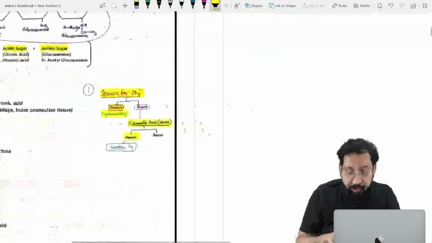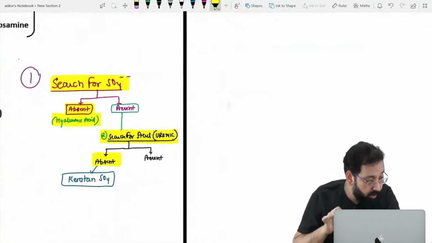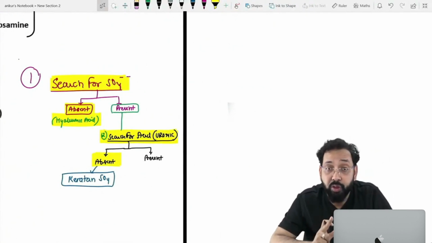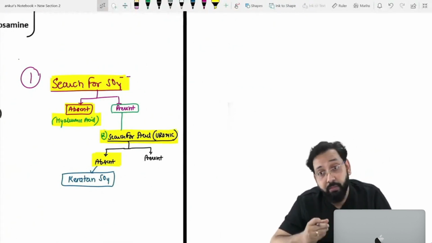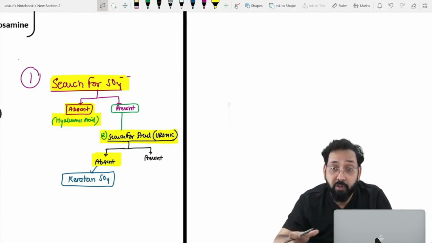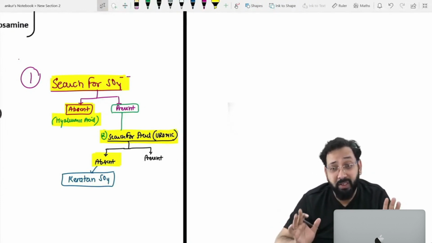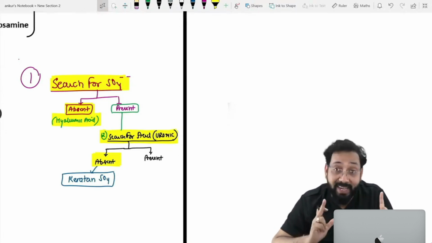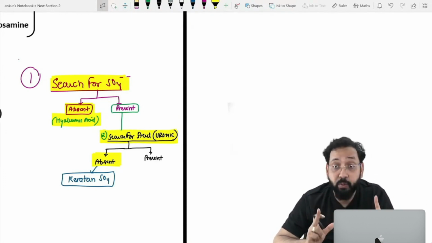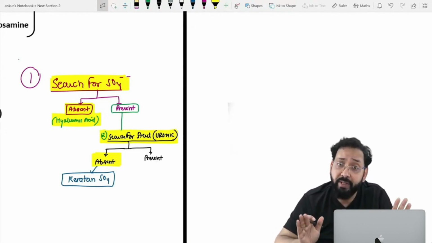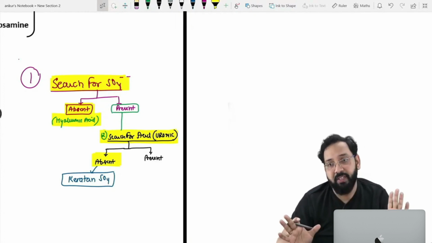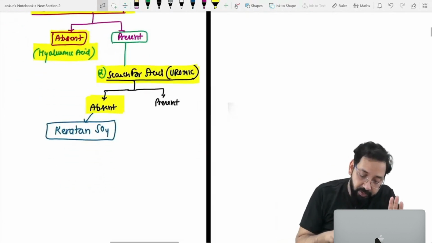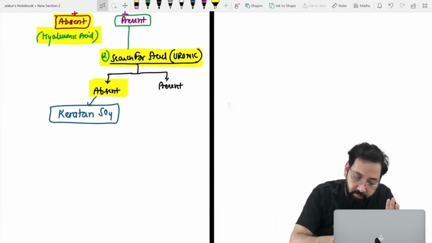So again I repeat, you must remember the sequence also. First of all, you will search for sulfate. If you find no sulfate, without second thought, hyaluronic acid. If sulfate is there, then you will search for the acidic group. If the acidic group is not there, without second thought, mark the answer keratin sulfate. Clear? If both of these are present, then what will you do?